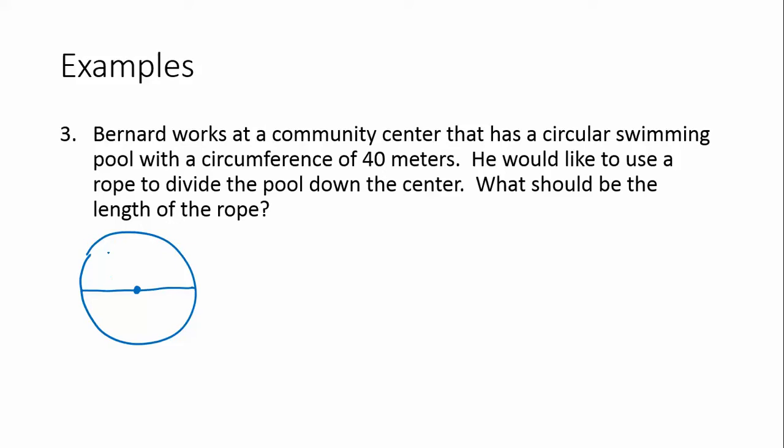Maybe there's a shallow and a deep end, or maybe they're doing aerobics on one side and an open swim on the other side, and they don't want kids crossing over into the aerobics class. So he wants to get rope, and he needs to know how much rope he needs. We know the circumference here. This formula is a little bit different, but the rope is going to essentially be the diameter. So we're going to use circumference equals pi times d.